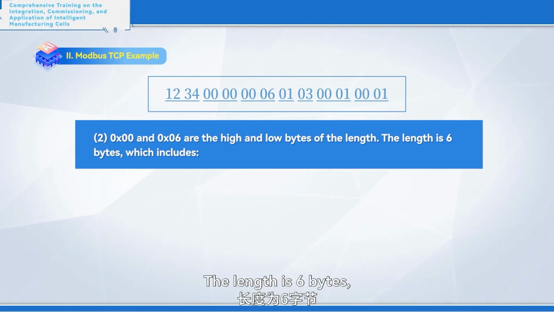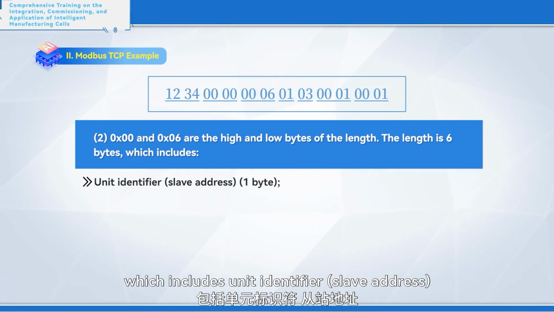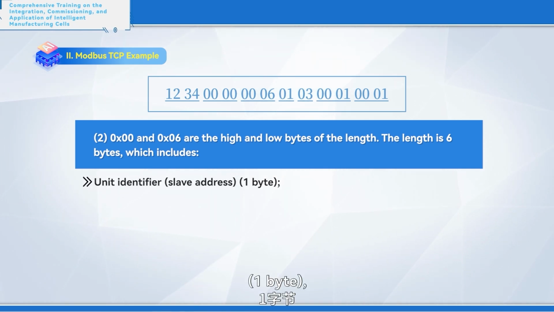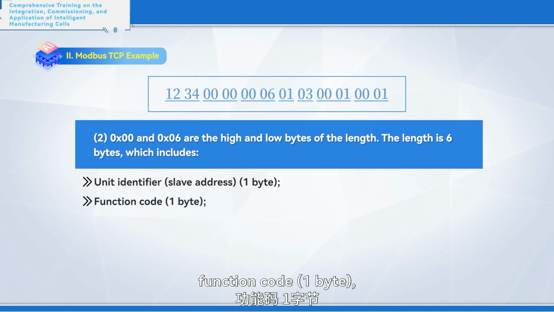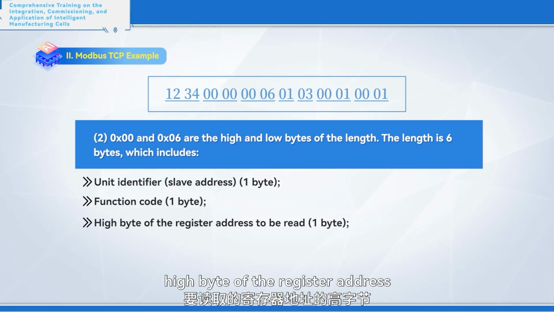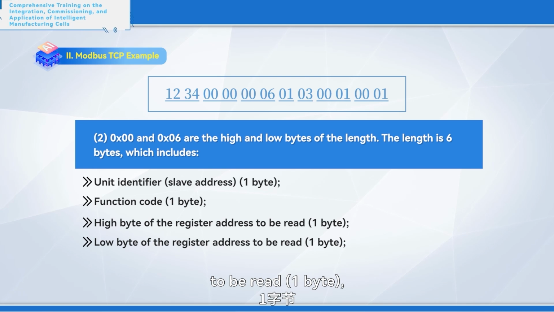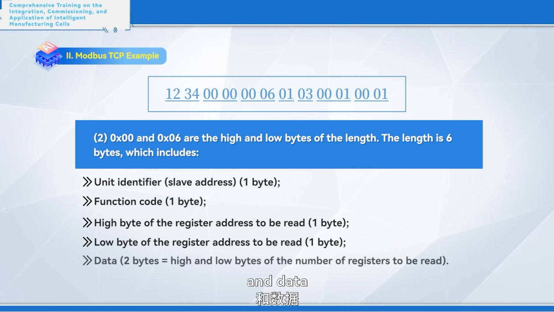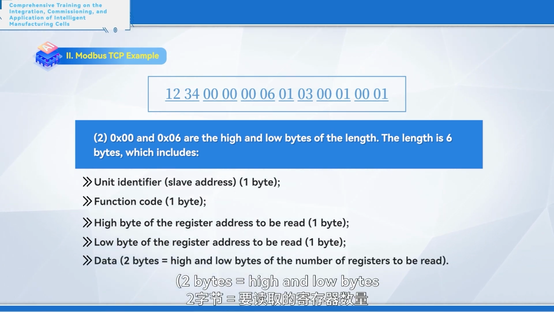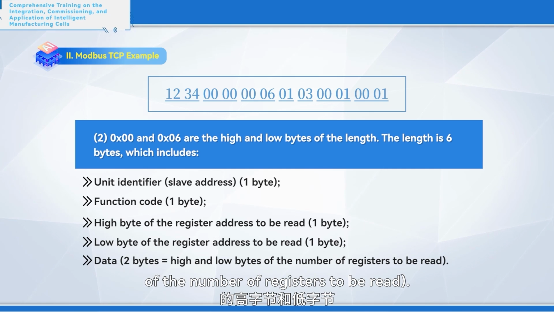The length is 6 bytes, which includes unit identifier, slave address, 1 byte, function code, 1 byte, high byte of the register address to be read, 1 byte, low byte of the register address to be read, 1 byte, and data, 2 bytes equals high and low bytes of the number of registers to be read.